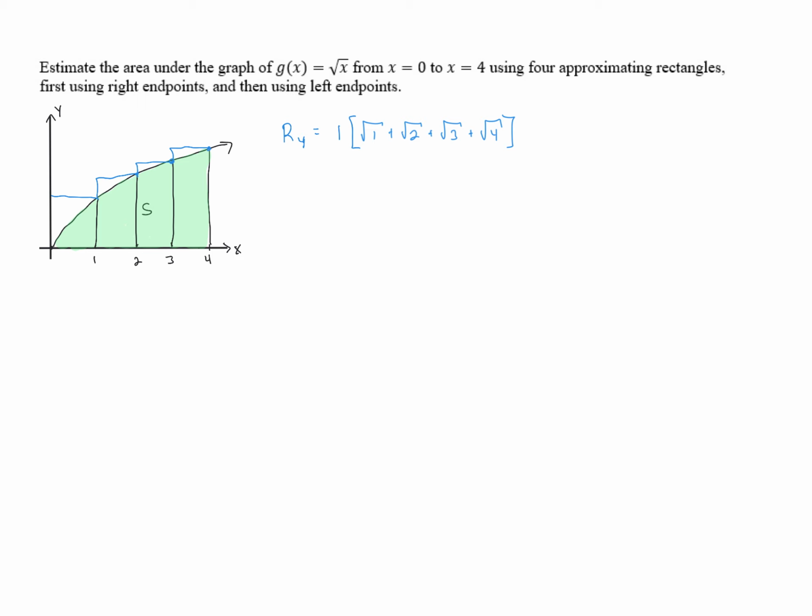And that is going to be an irrational number because we've got the square root of 2 and the square root of 3 in there. But we can use a calculator to approximate it, and we get about 6.146264.